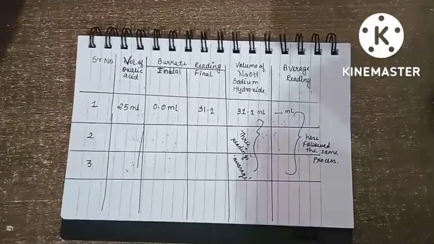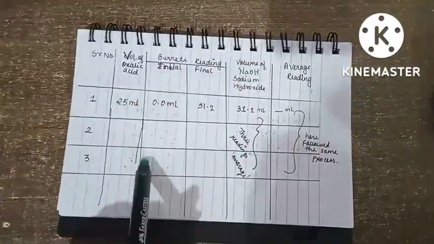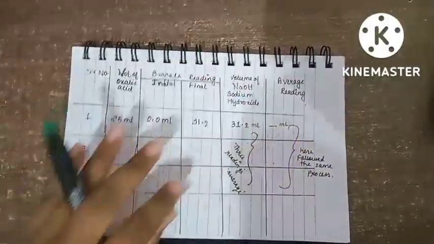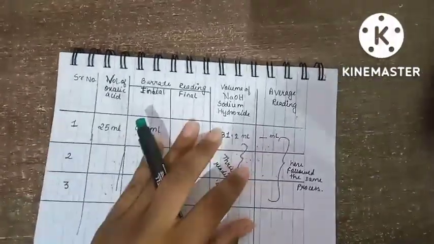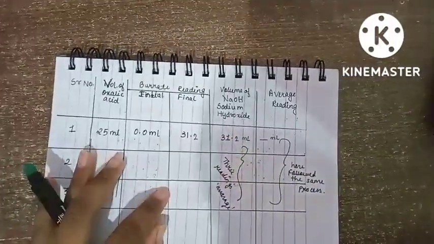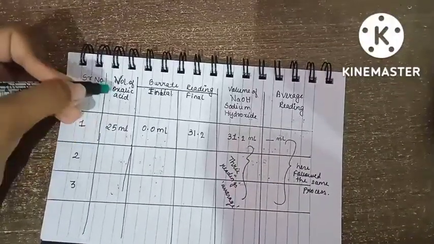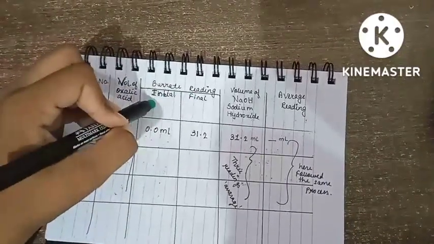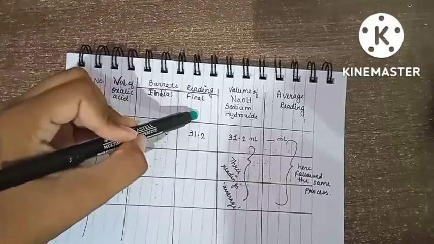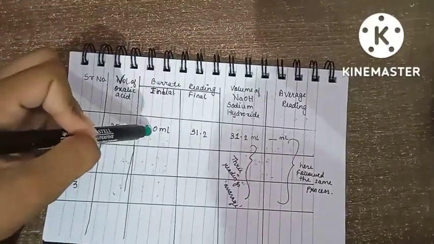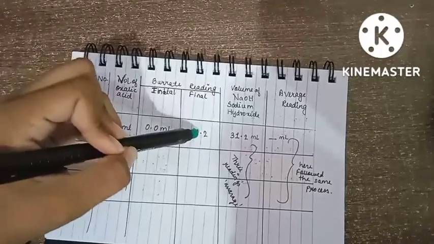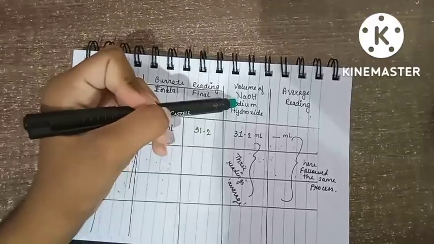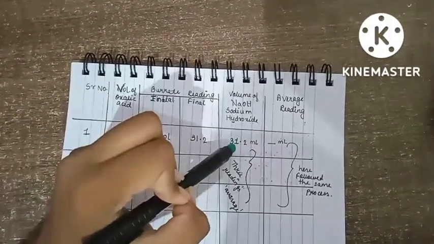Now let us talk about how to take readings of all these things, whatever experiment we had performed. So here is the table which we have to form. As we all know, we have taken oxalic acid 25 ml. This is the burette reading. This is the initial reading and this is the final reading. So initial reading was 0.0 ml and final reading was 31.2 ml of NaOH. So the volume of NaOH, that is sodium hydroxide, was 31.2 ml.